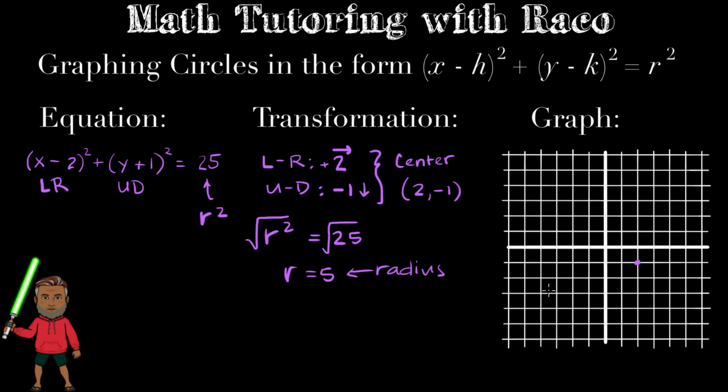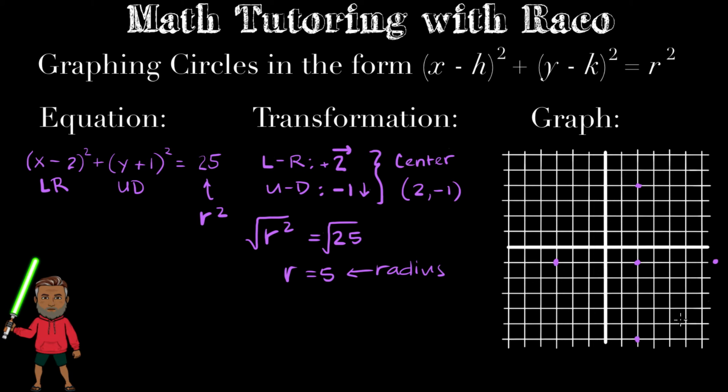Dilation means to expand or to shrink. So we're going to dilate this by a factor of 5. That means it's going to be 5 times larger than the normal circle. So we're going to go over 5 spaces. 1, 2, 3, 4, 5, which is about right there. But we're going to go 5 spaces in 4 directions. We're going to go to the right 5. We're going to go up 5, 1, 2, 3, 4 and 5, and we're going to go to the left 5, 1, 2, 3, 4, and 5, and we're going to go down 5, 1, 2, 3, 4, and 5.